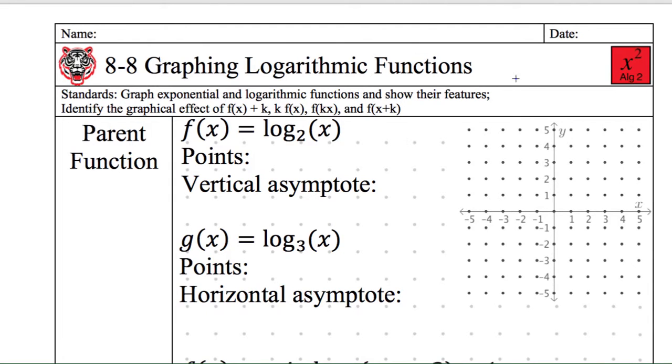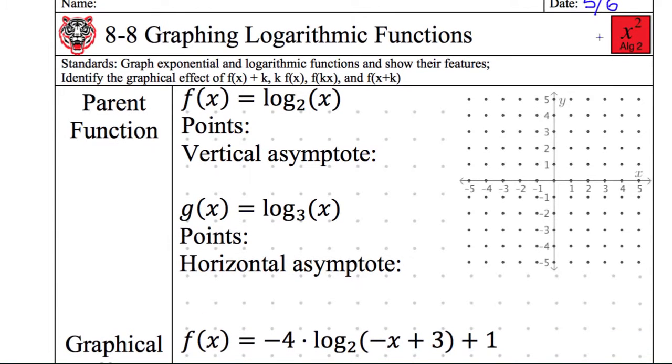All right, we are in Algebra 2. Today's date is Monday, May 6, 2019. I'm still slightly getting over my cold.